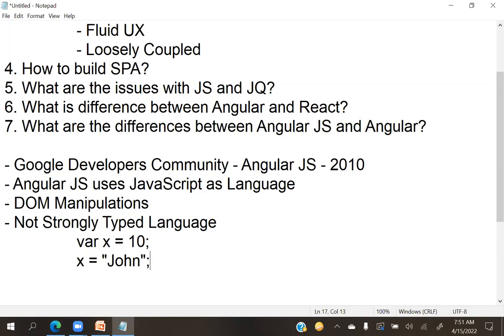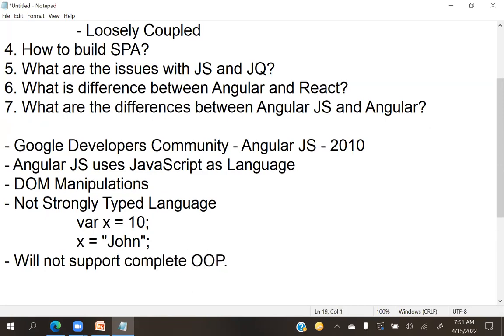It is schemaless, and JavaScript will not support complete OOP, object-oriented programming. Only certain features of OOP are supported, like class, inheritance, polymorphism, but others are not supported. That means limited object-oriented features, reusability issues, testability issues, maintainability issues, extensibility issues are there.